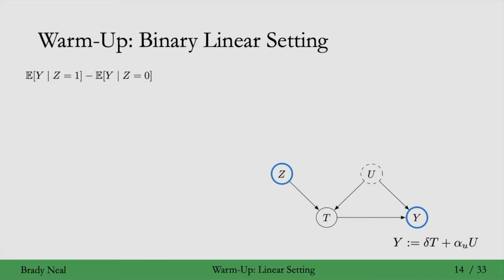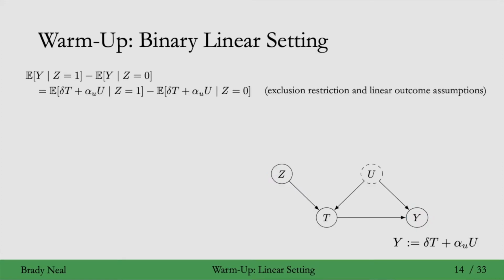You can see that structural equation in the bottom right corner of the screen. And the very first thing we're going to do is just plug that structural equation in for y, so that's what we get here. To do this, we're using the linear outcome assumption, and in addition, we're using the exclusion restriction assumption since that tells us that z doesn't show up in this structural equation for y. Then we can just use linearity of expectation and regroup terms so that we have the delta terms grouped on the left and the alpha sub u terms grouped on the right.